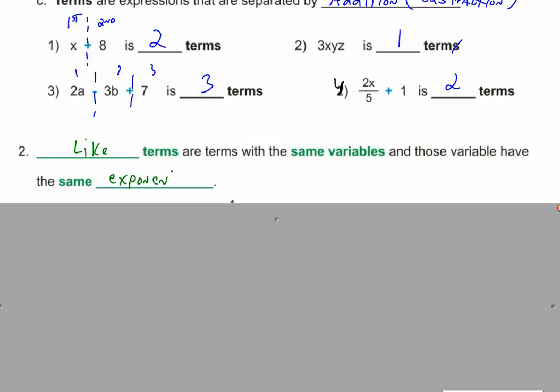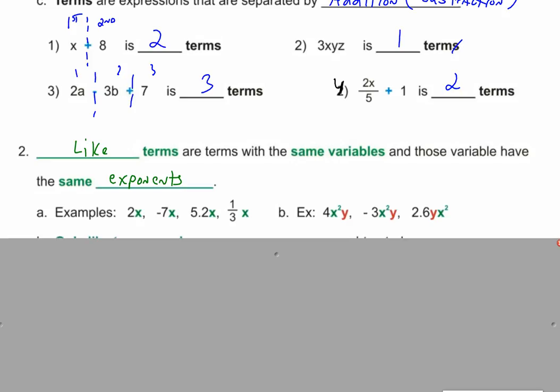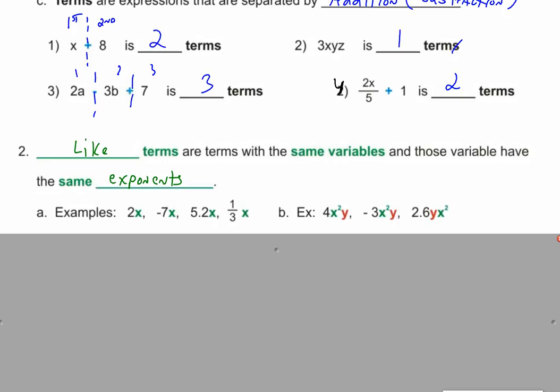Technically, every number without any variables is a like term to any other number. For example, can you add a 3 and a 7? Yeah, you get 10. That was like second grade. No problem. But when you start having letters, meaning variables, we've got to know what like terms are. So here are a couple examples. The first example, you have a 2x, a negative 7x, a 5.2x, and a 1/3 x. All four of those are like terms.